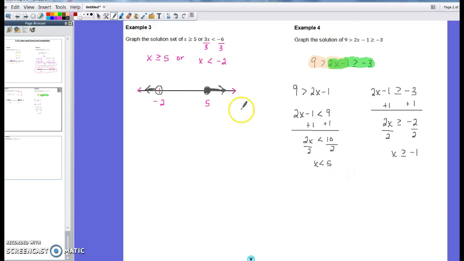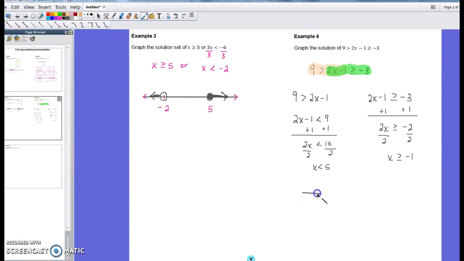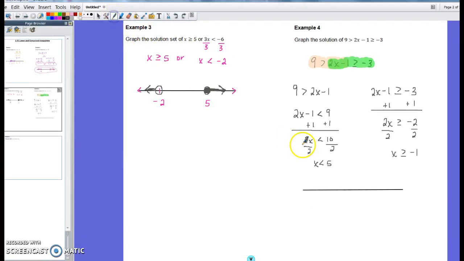Okay, so now let's go ahead and graph our solution set. And you might be thinking, oh, they're separate inequalities, so there must be an OR in there. Okay, I can't assume that there's an OR in there until I look at my graph. So I've got -1 and I've got 5.